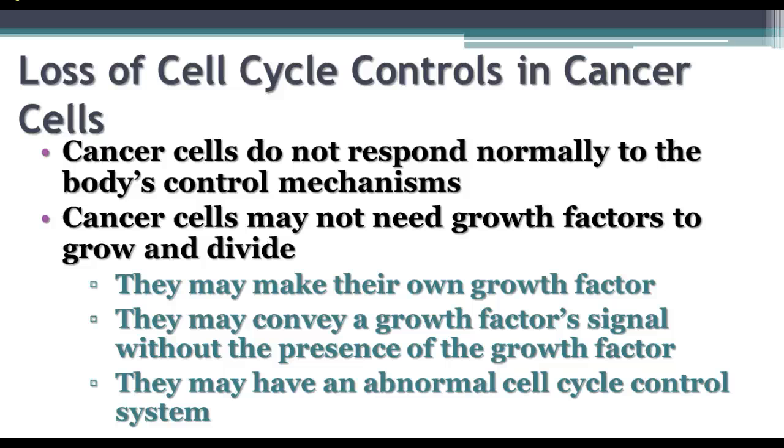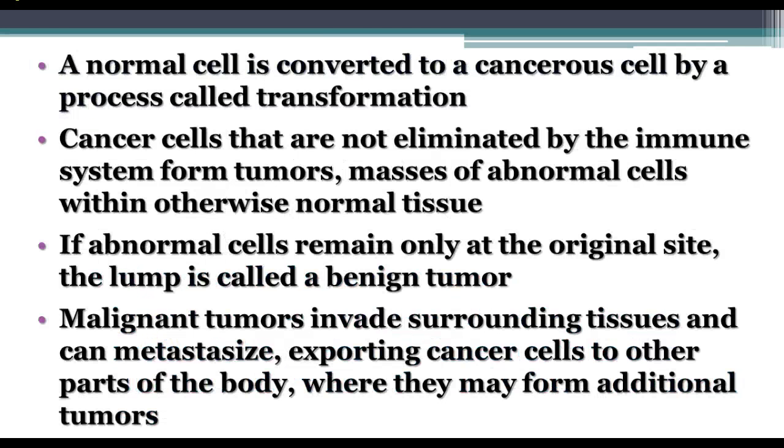There could be tumor suppressor genes that are not working properly. There could be proto-oncogenes that become activated and become oncogenes. Various things can make this occur. The process of converting a normal cell to a cancer cell is called transformation.